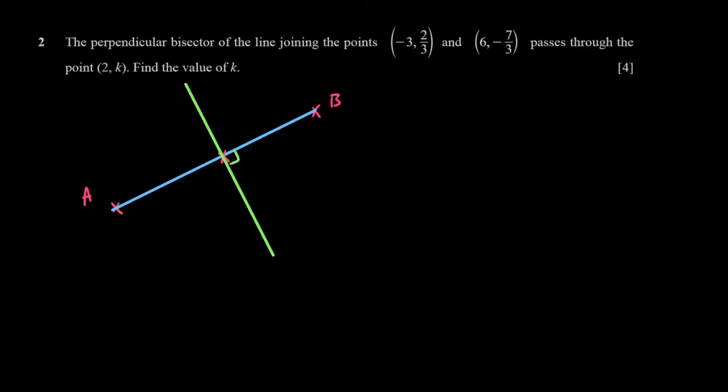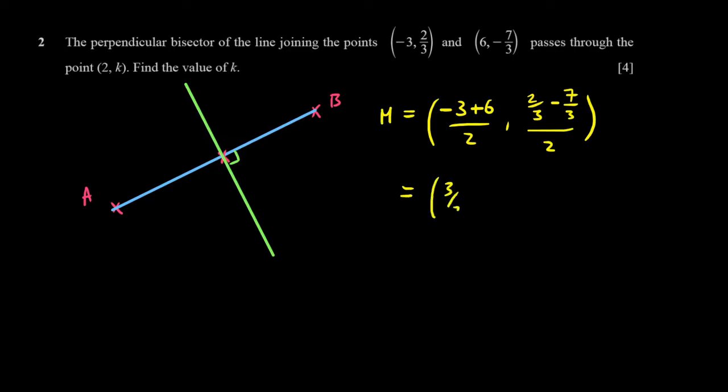Okay, so if we want to find the perpendicular bisector, we need to find the gradient perpendicular to AB, and we need to find the midpoint of AB. So let's do that. Let's find the midpoint first. That's found by adding up the two x coordinates and dividing by 2, and adding up the two y coordinates and dividing by 2. Okay, so if we do that, negative 3 plus 6 is positive 3, divided by 2 is 3/2. And 2/3 minus 7/3 is minus 5/3. And minus 5/3 divided by 2 is minus 5/6. Okay, so that's the midpoint.